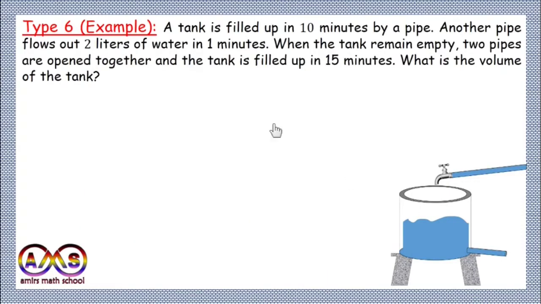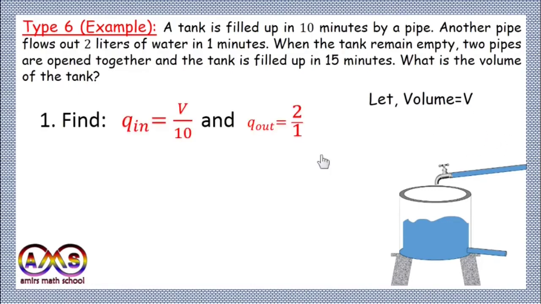Let's see one example of this type. A tank is filled up in 10 minutes by a pipe. Another pipe flows out 2 liters of water in 1 minute. When the tank remains empty, both the pipes are opened together and the tank is filled in 15 minutes. What is the volume of the tank? Let the volume of the tank be V, and the Q in, that is flow in, is V by 10, and the flow out is 2 liters of water in 1 minute, that is 2 by 1.